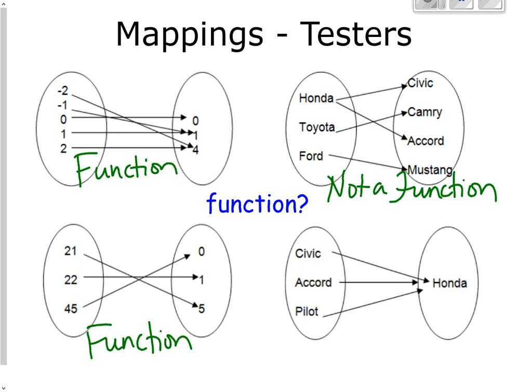Underneath it, bottom right-hand corner, Civic goes to Honda, Accord goes to Honda, Pilot goes to Honda, but each one of those inputs has an output, which means this is a function. So it's okay if they all go to the same output. That's not a big problem. The problem is when we have an input that goes to two different outputs. That's when we have the problem. Okay, let's continue.